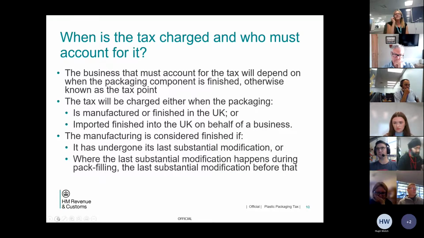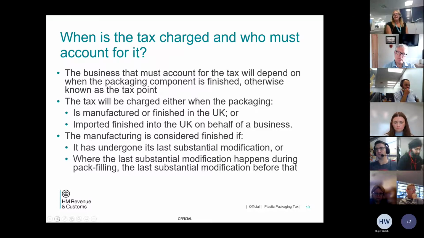So turning to when the tax is charged and who should account for it. If some of you have read the guidance already, perhaps you'll know that it's the business who is importing or manufacturing a finished packaging component who is potentially responsible to register and account for the tax. We use the term finished, so how we define that is if it's undergone its last substantial modification, which I'll go into a bit further detail on in a minute.